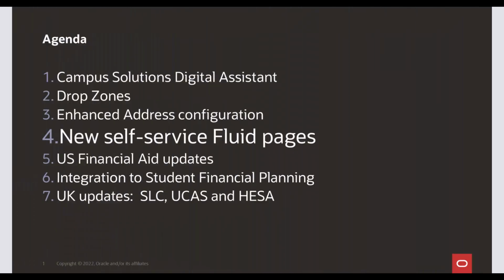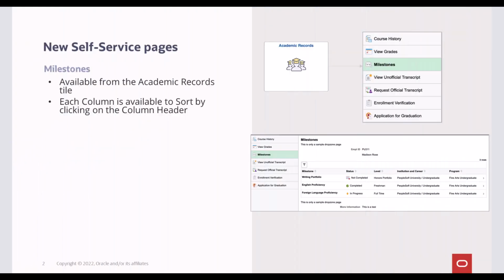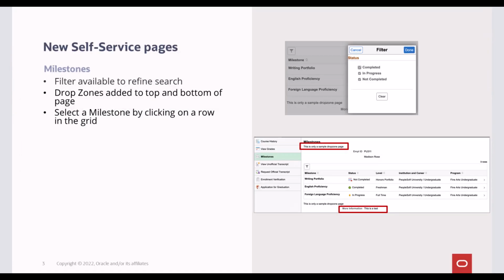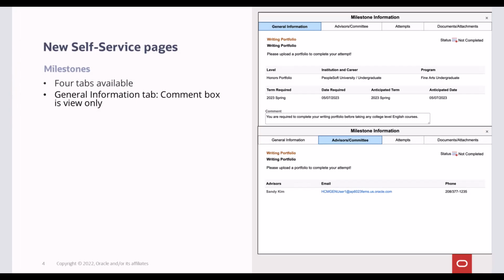Always in high demand, let's look at the self-service pages, which have been redesigned in Fluid. To support the continuing effort to provide a comprehensive Fluid student self-service experience, a new Fluid Milestones page has been added to the Academic Records tile. You can search for specific milestones using their status, and we've enabled drop zones at the top and bottom of the Milestones page. Using the 4 tabs on this page, students can see which options they need to complete, who their advisors are, any attempts made to complete the milestone, and they can attach documents to a milestone.